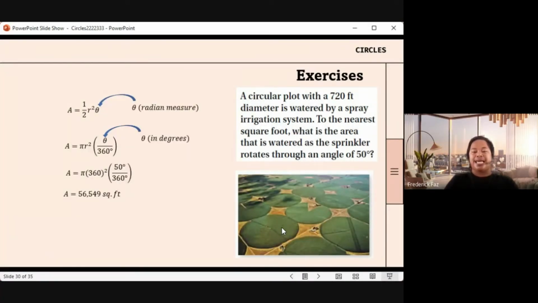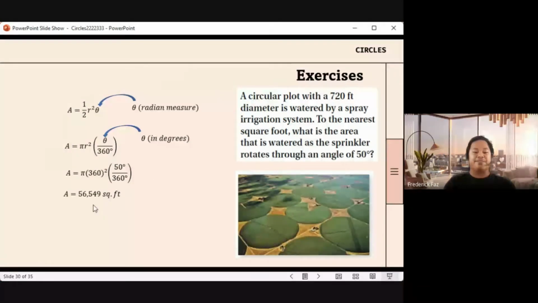Next, a circular plot with a 720 feet diameter is watered by a spray irrigation system. To the nearest square foot, what is the area that is watered as the sprinkler rotates through an angle of 50 degrees? So, ito po. Ang ginamit ko po dito ang formula is yung in degrees po, since ang given po ay nasa degrees.